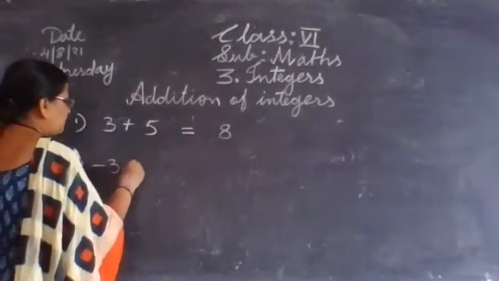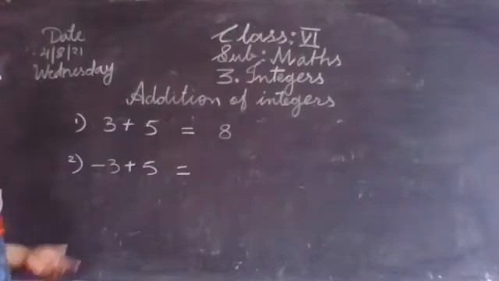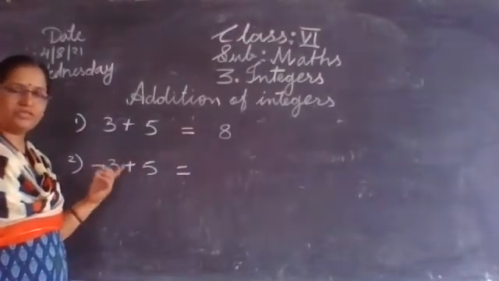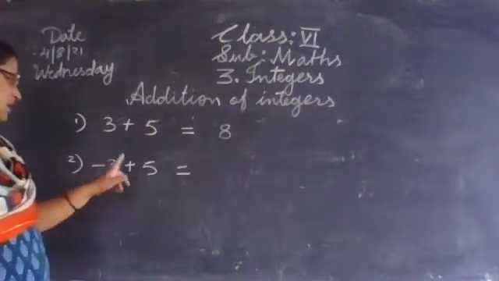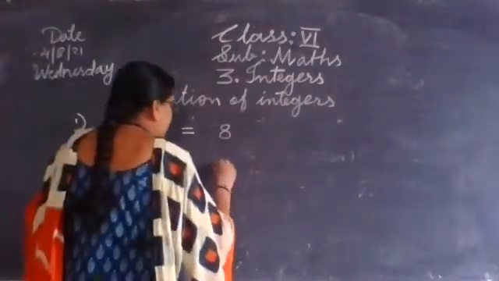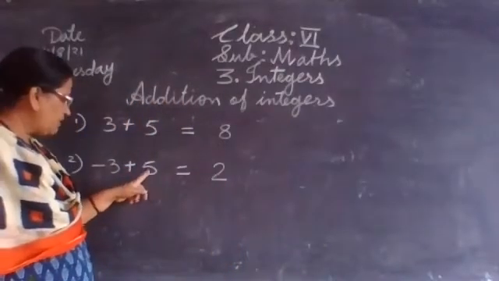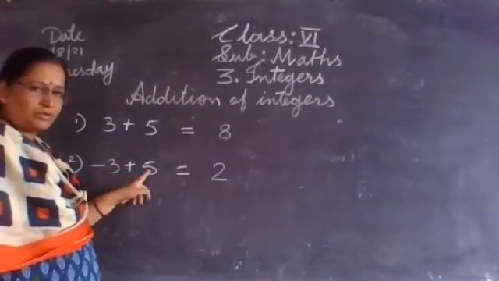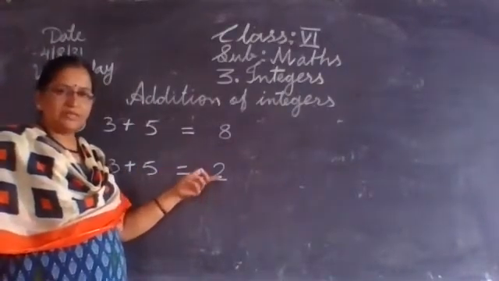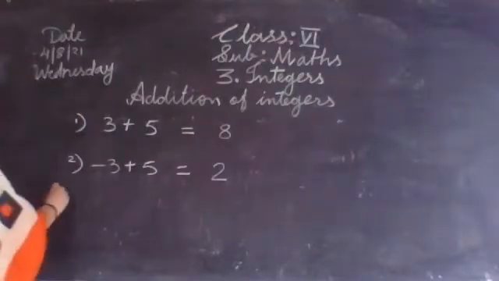Minus 3 plus 5. See beta, one integer is negative, another is positive. So always you have to do the subtraction. Yes, 5 minus 3, answer is 2. Greater number is 5. See, 5 is positive. The greater number is positive, so you have to write the positive sign. Means it is positive 2. Third one.